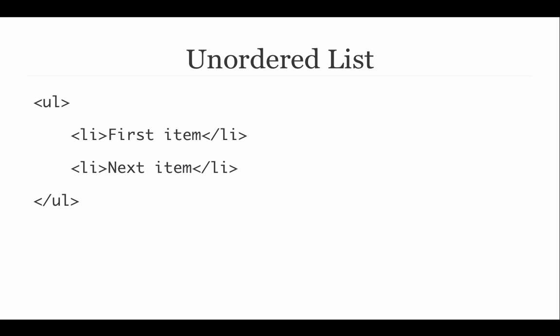HTML also gives us the ability to create lists of different types. One of these types is the unordered list, which you can see is created using this UL element, which is made up of the opening UL tag and the closing UL tag. And then inside of it, you'll notice that nested here we have the LI element, which is made up of the opening LI tag and the closing LI tag. And here in between we have the content, which is an individual list item. So UL stands for unordered list and LI stands for list item. And what this will do is it will actually show a bullet point next to each list item.